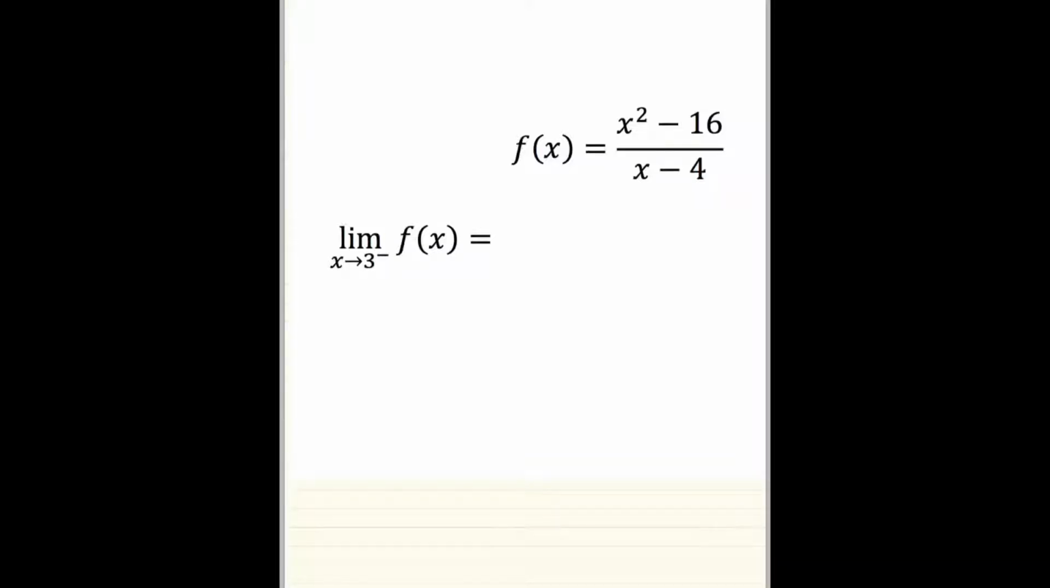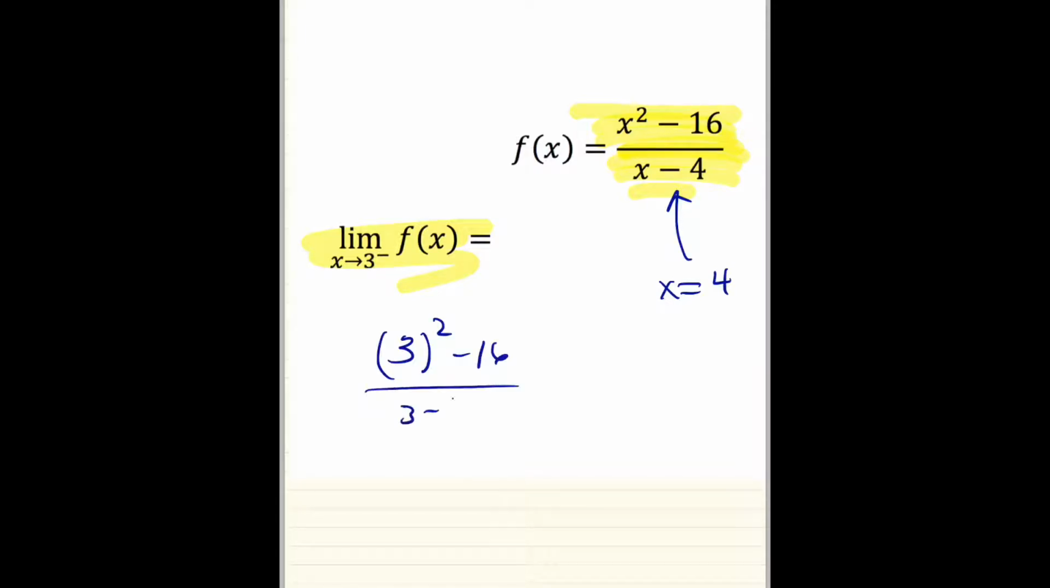Next one. Okay, now I have a function and I have a fraction. And these are the ones that make me nervous. Now, in this problem, the only problem that I have is x equals 4. Okay? If it's something other than 4, I have nothing to worry about. I just do direct substitution. So in this case here, I'm looking at 3 from the left. Great, I'm just going to plug in 3. 3 squared minus 16 over 3 minus 4 is 9 minus 16 is a negative 7 over negative 1, and that's going to be positive 7.